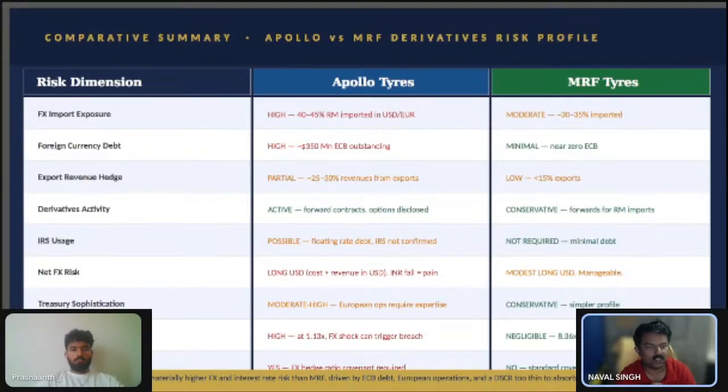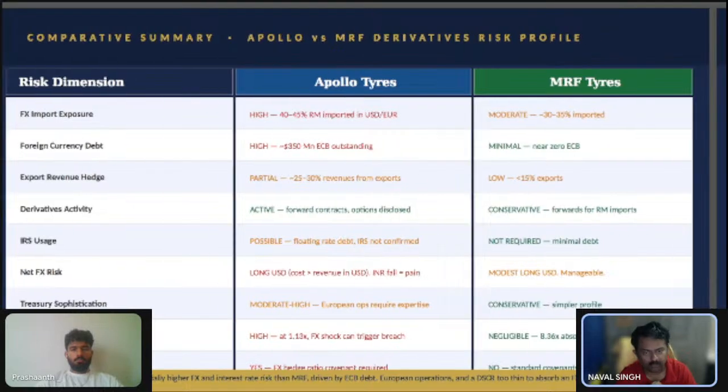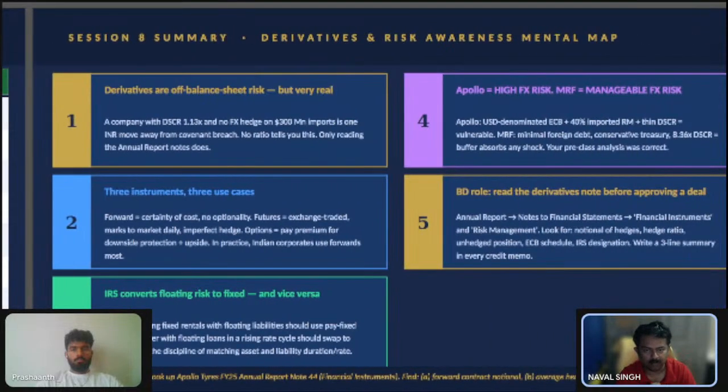You need to be very careful when handling covenants, but you need to have those baked into the system. So derivatives are off balance sheet risk, but very real. A lot of companies, or analysts, do not understand what an off balance sheet risk is. They only look at the balance sheet and annual income statement. They miss that part. A company with a strong DSCR and no FX hedge is one move away from covenant breach.